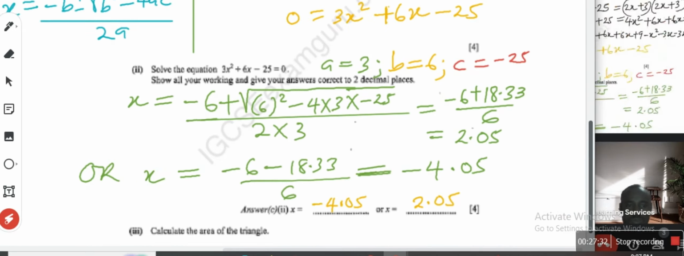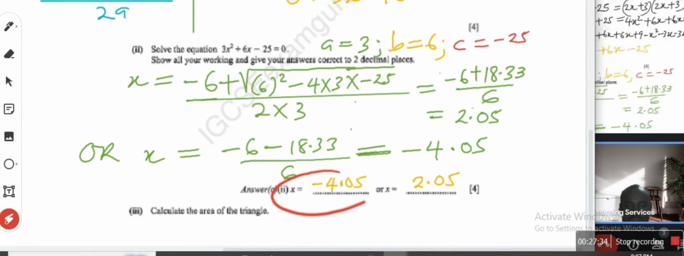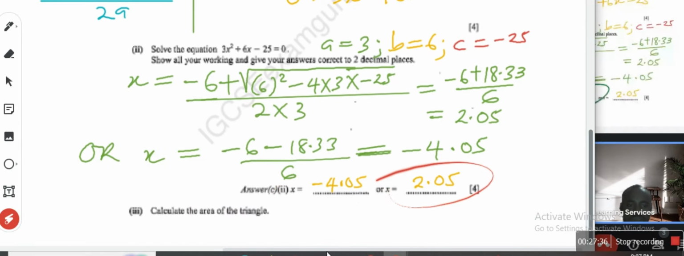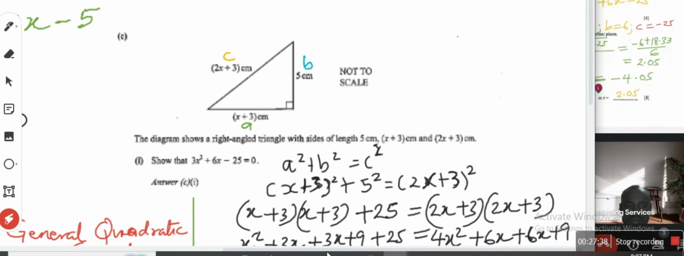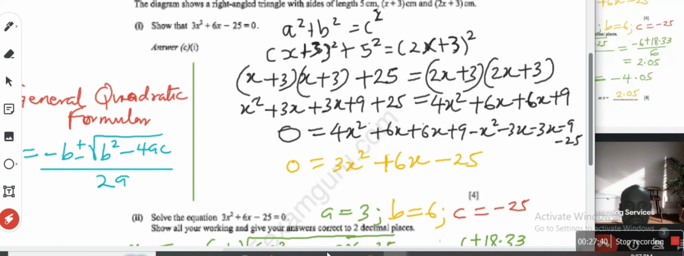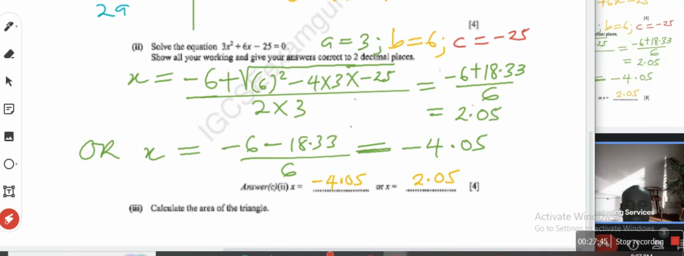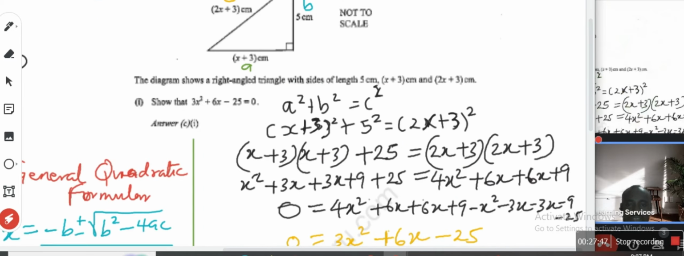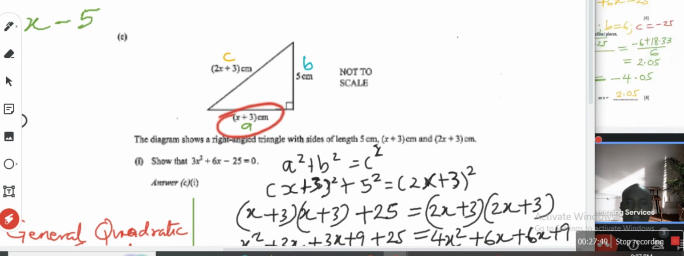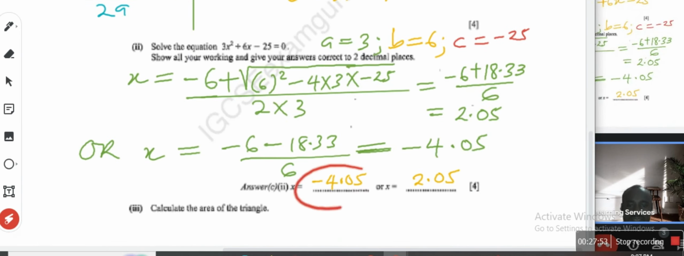Which one are you substituting with? Is it the x of minus or the x of plus? X of plus. Because if you apply the x of minus, you'll be getting a negative value, and a length can't be negative. So you would discard the x of minus. You're only going to use the x of plus.